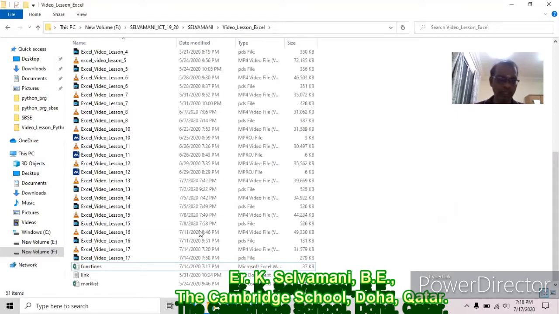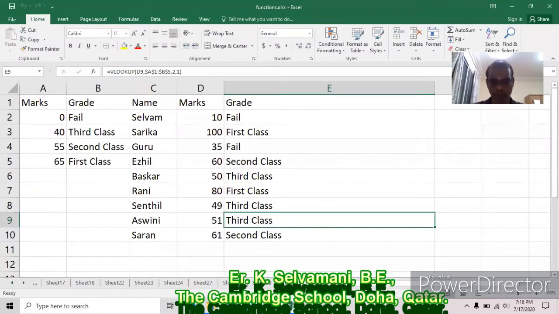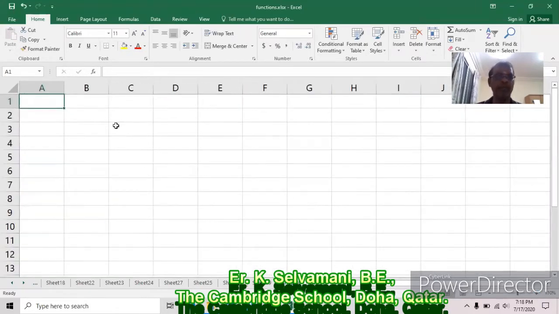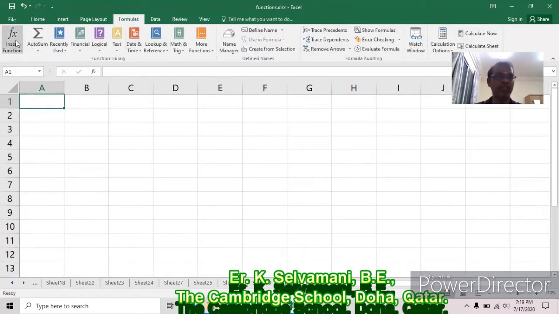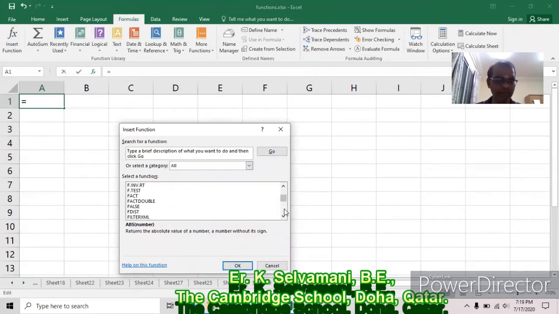As usual, I like to open a worksheet that is called function. I like to open a new workbook. I want to make it a little bit bigger. Okay. Go to formula, insert formula. I like to see which formula I can teach you.